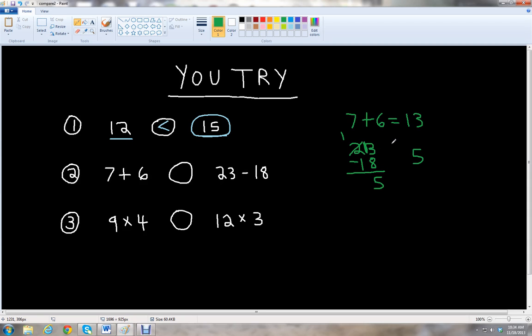And so if we're comparing these, we have 13 and 5. So 13 is the larger number, so it's greater than 5. So we're going to use the greater than symbol. So we know that 7 plus 6 is greater than 23 minus 18.